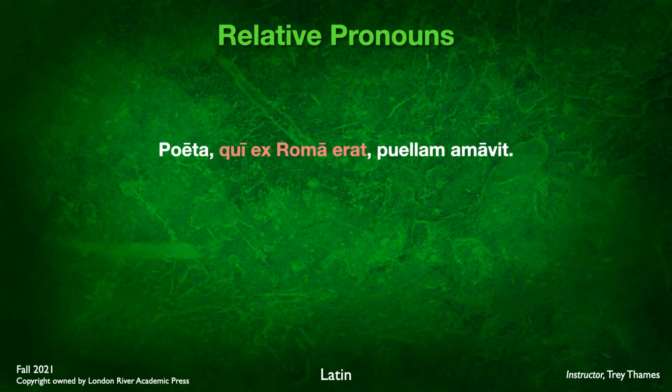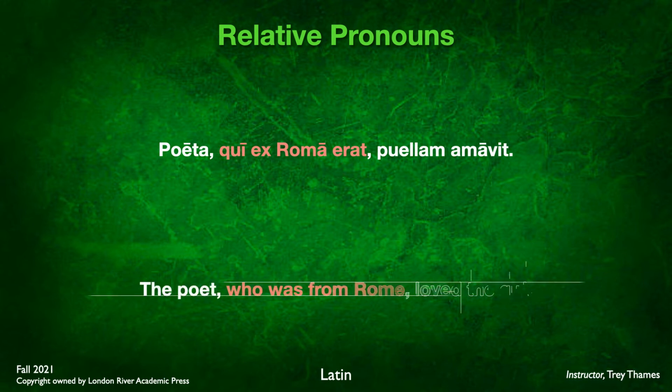Now, frequently, the relative clause is separated from the rest of the sentence with punctuation, specifically commas. And when that happens, it's very easy to see the relative clause. It's subordinate to the main sentence. Here, the main sentence is poeta puellam amavit. The poet loved the girl. What we have here is qui ex Roma erat functioning as a relative clause. Here's the English translation. The poet who was from Rome loved the girl.